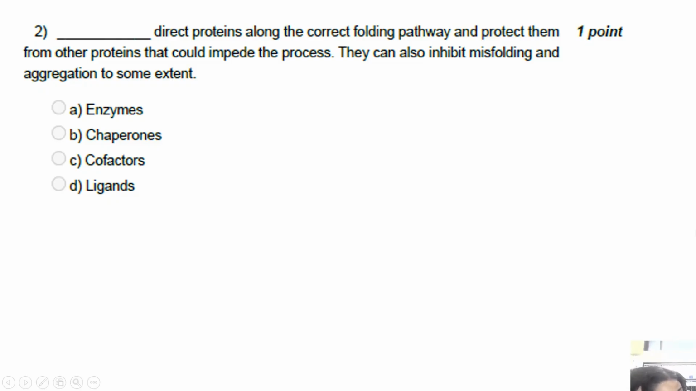Option A, enzymes. Option B, chaperones. Option C, cofactors. Option D, ligands. If you're answering, please answer in detail with an example as well. I'll wait for a few minutes.